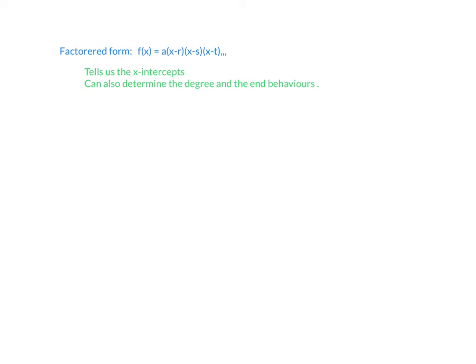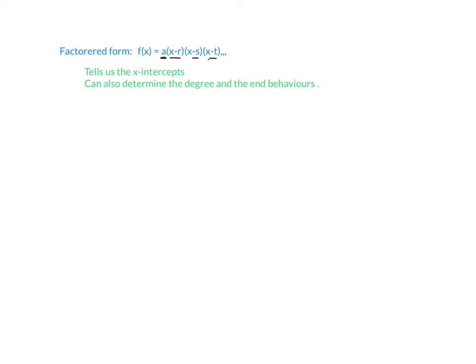The factored form of the polynomial functions are the forms that have factors, obviously, and factors are just things that get multiplied together. So in this example, I have a. A just represents a number. It's the value of the leading coefficient. And then our factors are x take away r, x take away s, x take away t, and so on, depending on what degree of a polynomial we have.